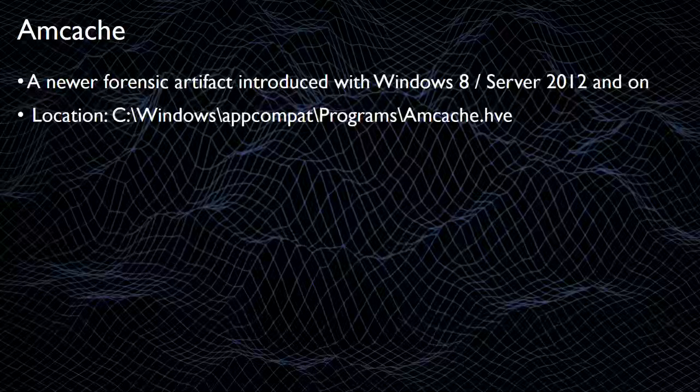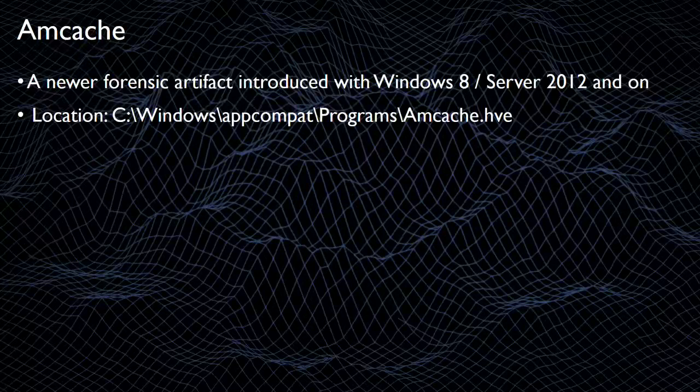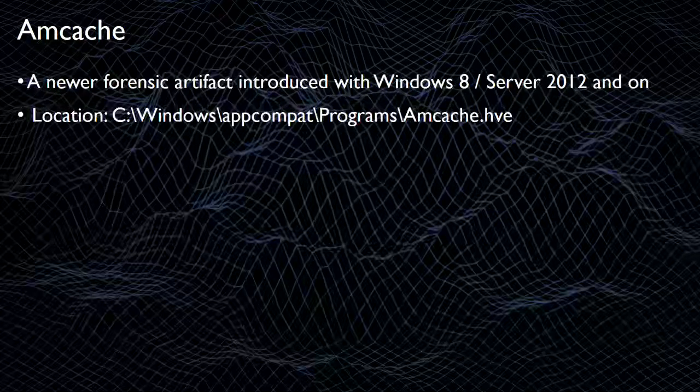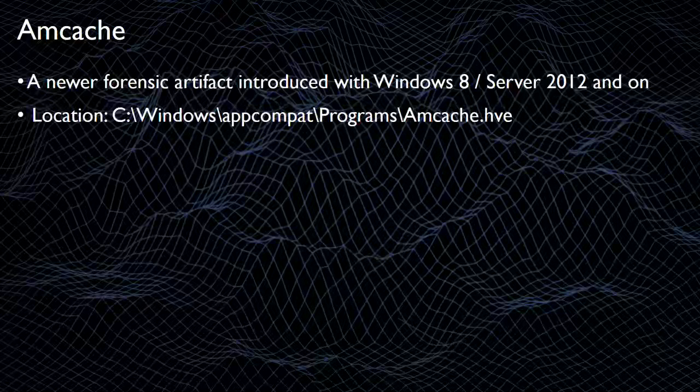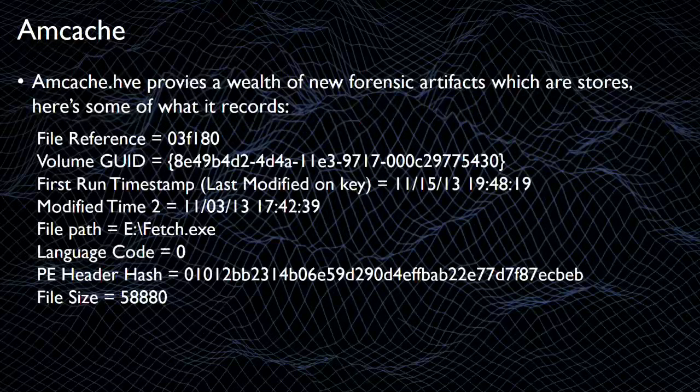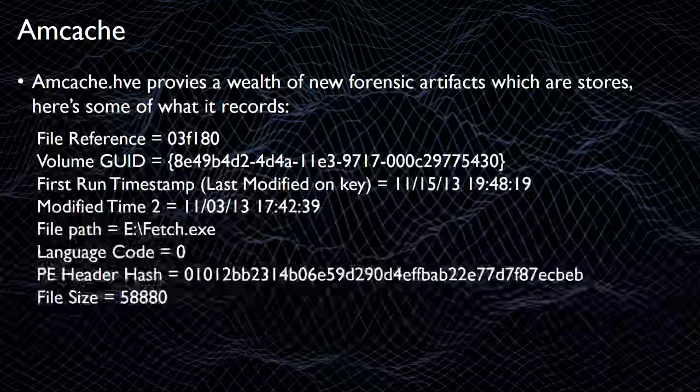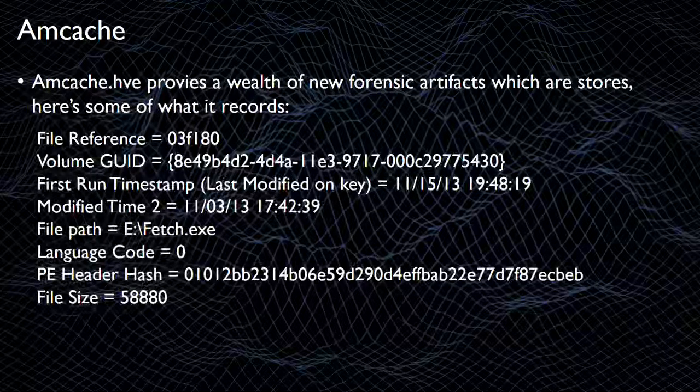So another artifact that's really awesome is Amcache. Again, this is an execution artifact. It was introduced in Windows 8 and Server 2012 and on. I think that it might have been backported to certain versions of Windows 7 through updates, but I'm not sure. So this is the location. The crazy thing about Amcache is it's like shim cache on steroids.